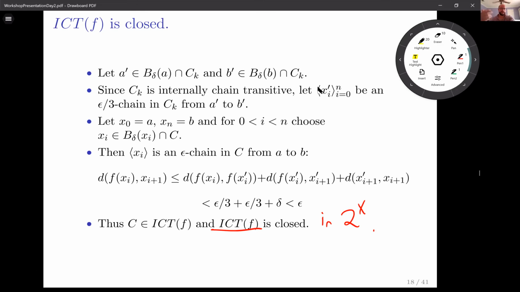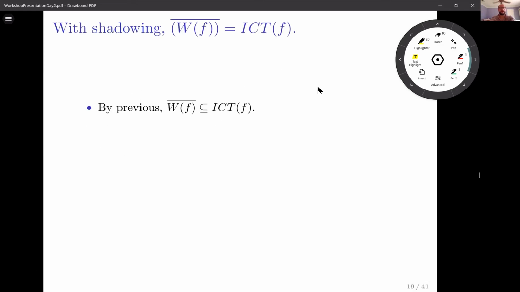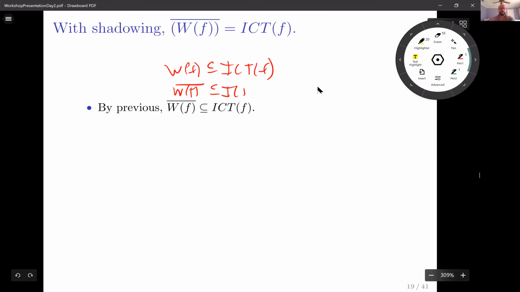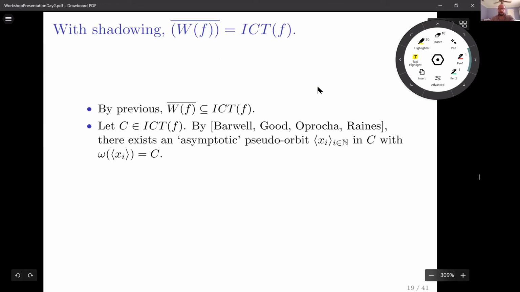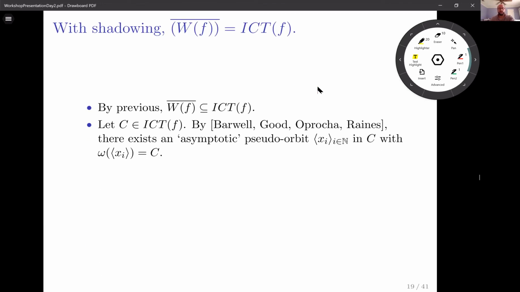Okay. Now, because ICT of F is closed and by properties of closure, I know that W of F is a subset of ICT of F. And so W of F closure is a subset of ICT of F closure, but that's just equal to ICT of F. And so we get this result here. The closure of the collection of omega limit sets is a subset of the ICT sets. All right. So how do we establish that the closure is equal to the ICT sets?